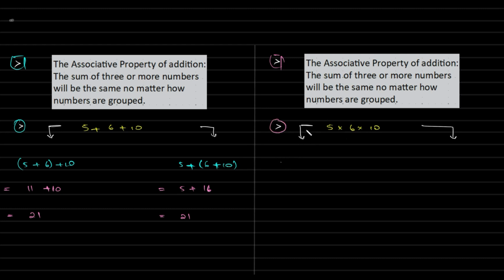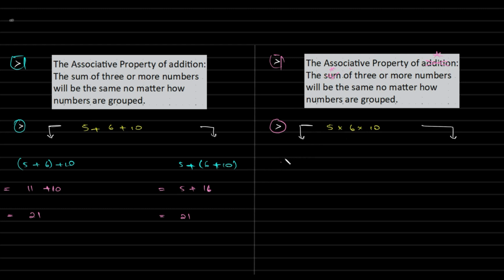Oh yeah, the next one is multiplication. Associative property of multiplication. The product of three or more numbers will be the same no matter how the numbers are grouped.